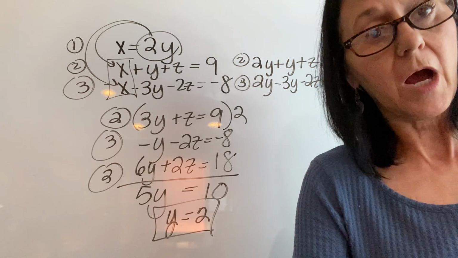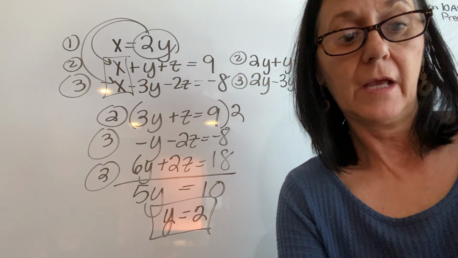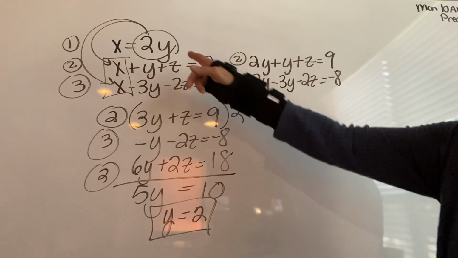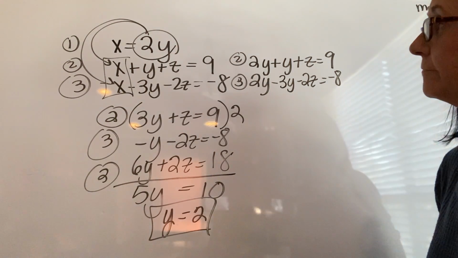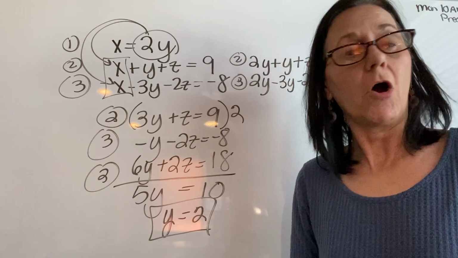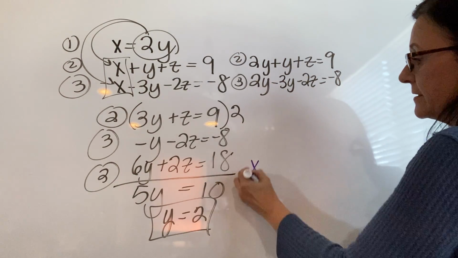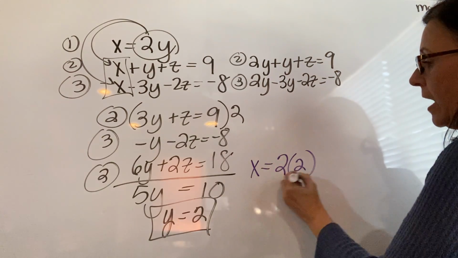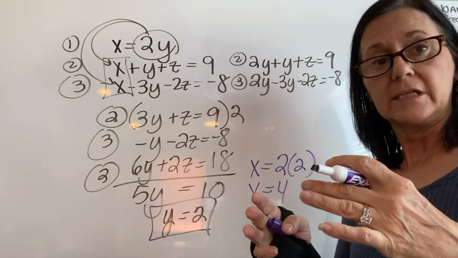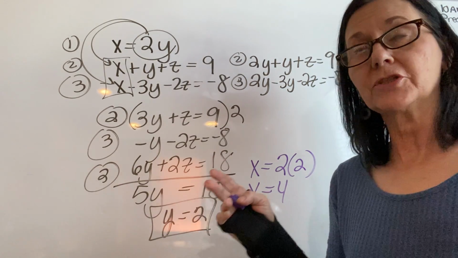So now that I've solved for y, I wanted to solve for y because I wanted to be able to then go back and solve for x. When I'm going back in to solve for x and z, I'm always going back to the original equations. So the value of x is 2 times the value of y. X is 4. All right, and you can put this in a coordinate system, but now we have 3 coordinates. So this is a 3-dimensional graph, actually.